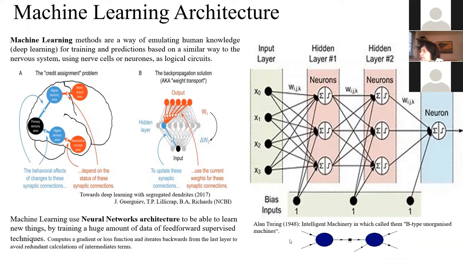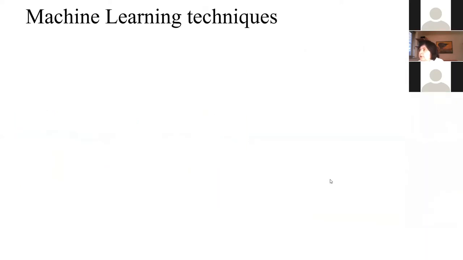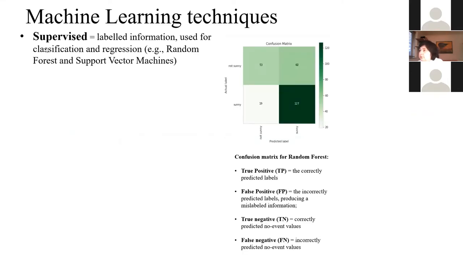output. It's also interesting to see Alan Turing about the B-type unorganized machines. And here I have depicted his first proposal for this type. There are multiple machine learning techniques. First one is the supervised. It's a labeled information, and they are used for classification and regression. Here I have selected two: random forest and support vector machines.